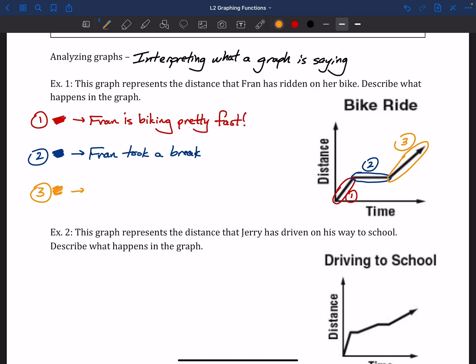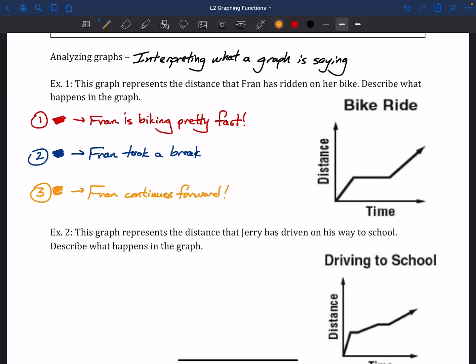The distance is going up and time is still passing, right? So we would say that Fran continues forward, right? If we take a real close look at it, and I'm going to get all of this color coding out of the way for just a second.